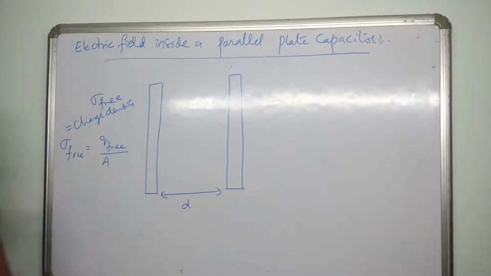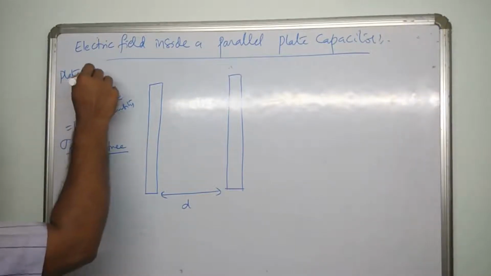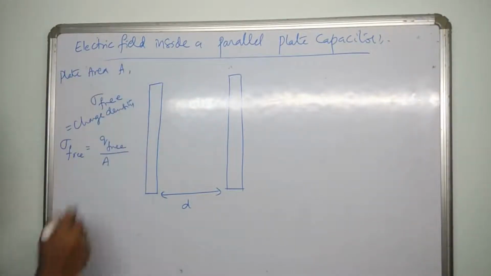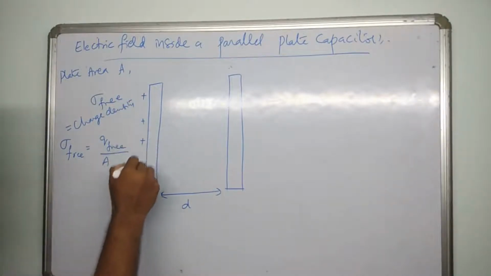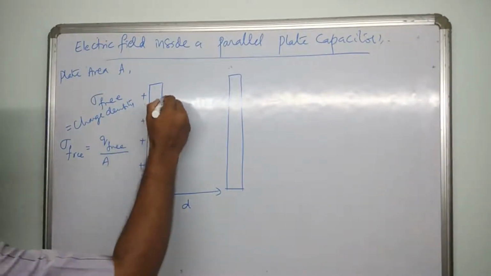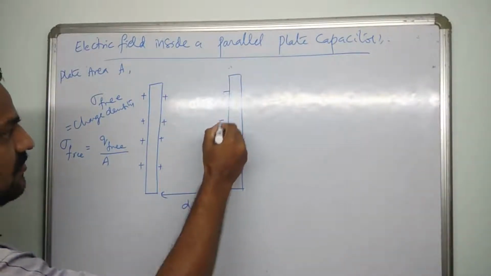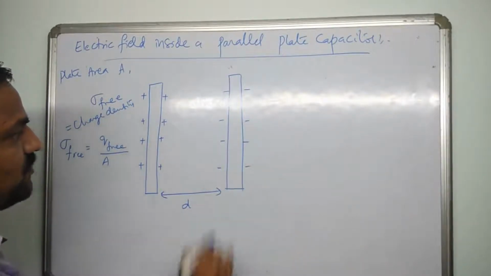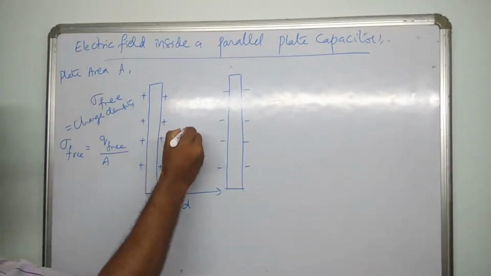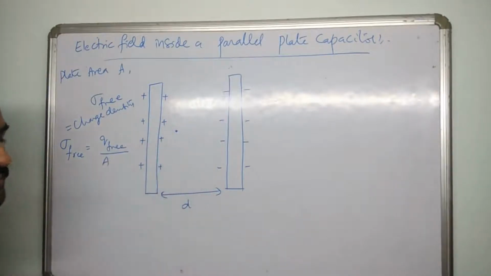A, as the plate area is A. Plate area A, this is Q free. Of course, Q free you can write like this. I wrote some 4 pluses. So these 4 pluses here and equivalent minuses on the other side also. So now we'll try to calculate the electric field inside the dielectric. It need not be at the middle, even it can be somewhere here.